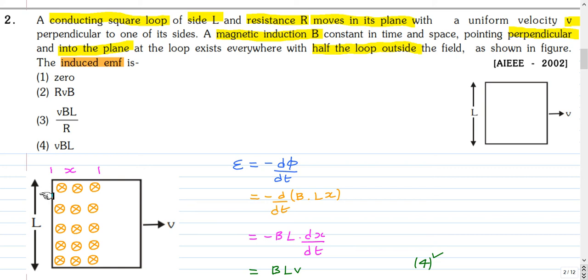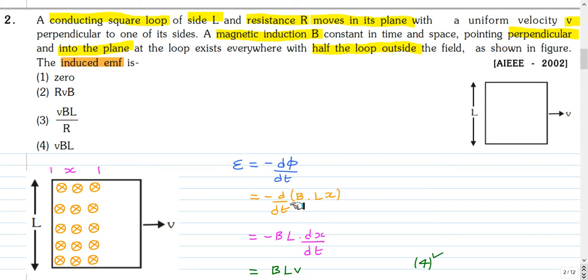So this is the loop, and half of the loop is in a region where magnetic field is there perpendicular to the plane of paper, and the full thing is moving with a velocity of v, and let the region where the magnetic field is there be of size x. According to Faraday's law of electromagnetic induction, the EMF induced is minus d phi by dt, where phi is the flux linking the loop. That is equal to the magnetic field into the area in which the magnetic field is there, that is B, and the area is L into x.